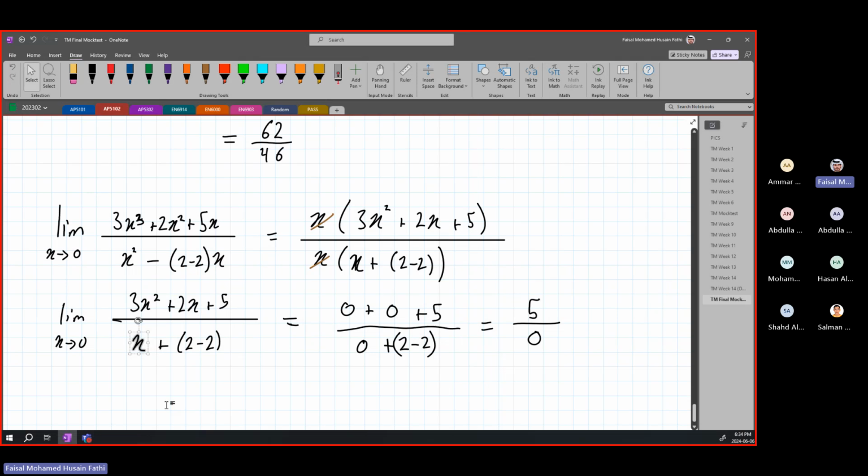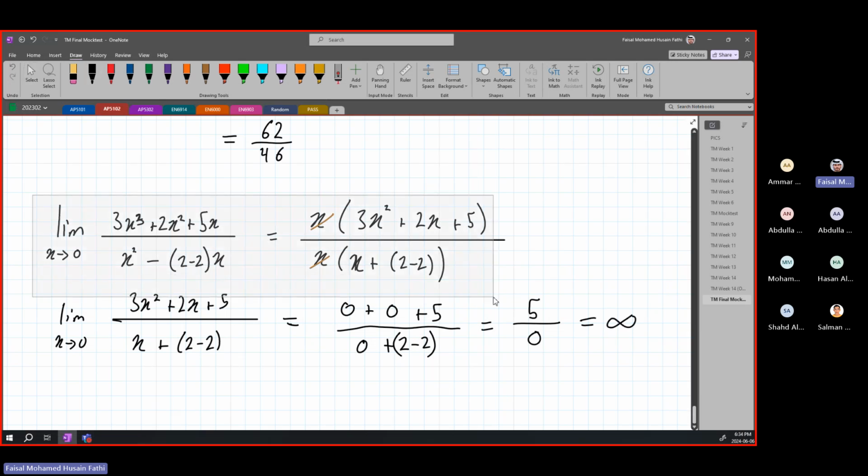It's not because of the x. We already removed the x that caused the denominator to be 0, but this wasn't because of x. This is because of the natural way the equation is. Therefore, this will be equal to infinity.